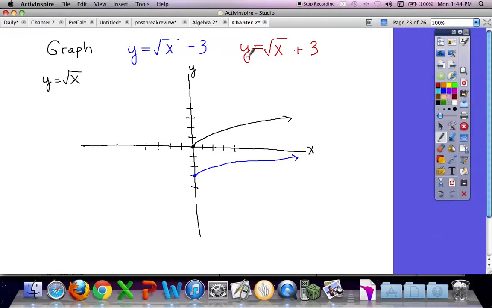Okay, graph y equals the square root of x plus 3. Again, after the function, the plus 3 should go up 3. So 1, 2, 3. Starts there, angles off to the upper right. So make sure you understand the example which is on top of that.